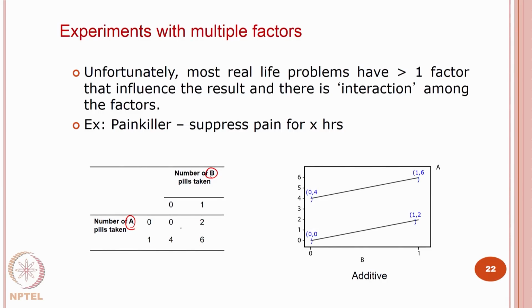which is an addition of this and this. 4 plus 2 is 6. This is additive in nature. It is not necessarily always additive. So, this is one interaction. If I had them together, then they might actually add up.